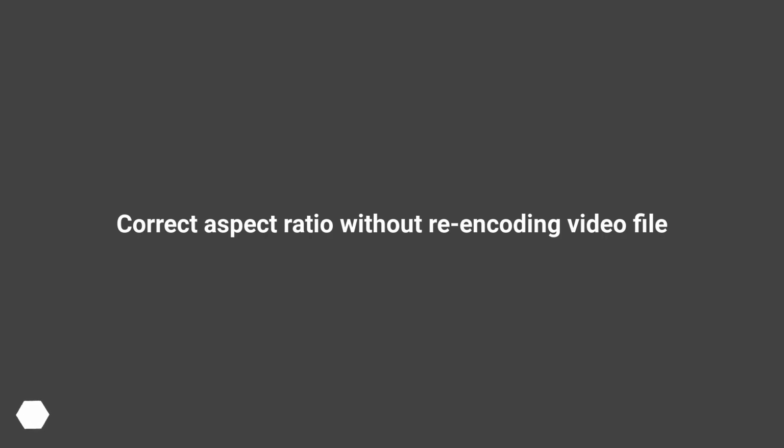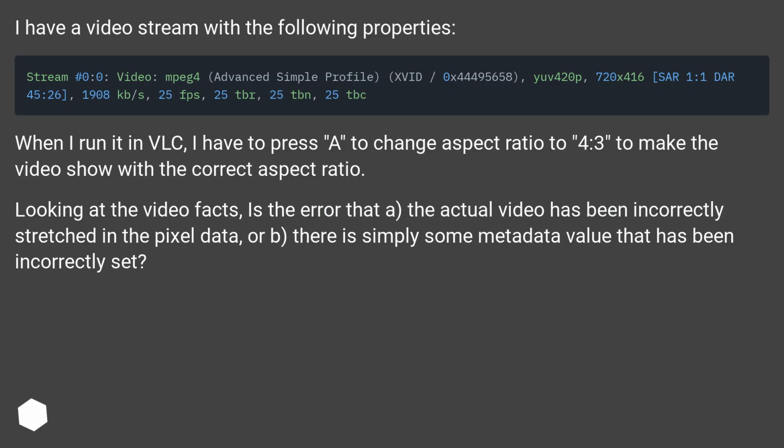Correct aspect ratio without re-encoding video file. I have a video stream with the following properties. When I run it in VLC, I have to press A to change aspect ratio to 4:3 to make the video show with the correct aspect ratio.